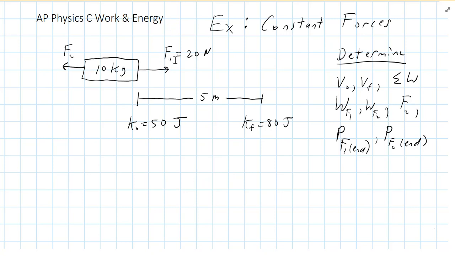So we have a block. We've got two horizontal forces acting on it. There are vertical ones too, but we're going to ignore that for now. The block goes 5 meters. The starting and final kinetic energies are given. And we're going to determine the following.